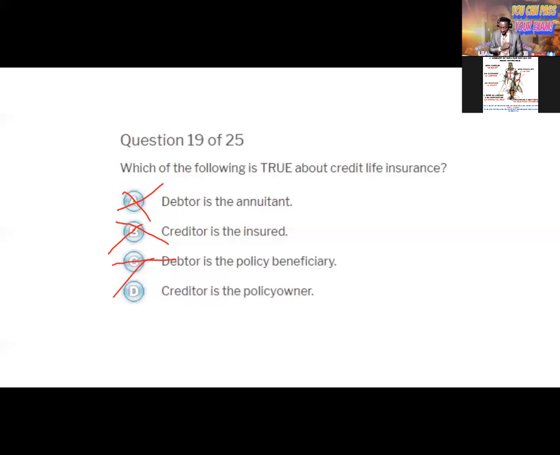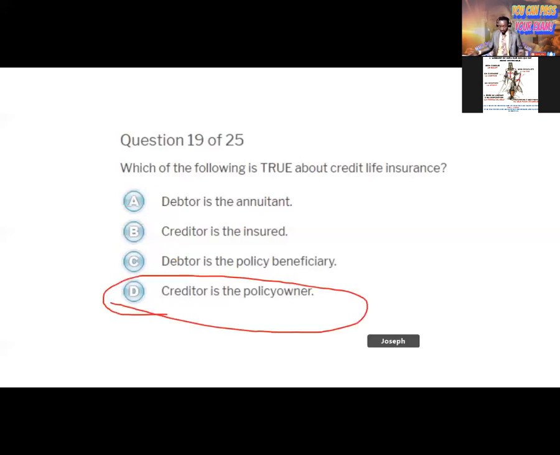Oh, the last one, let's clear this out because we know. If there's only one left, the answer would be this. Creditor is the policy owner. Yes, the creditor is the policy owner. They're also the beneficiary, but the debtor pays for the policy.